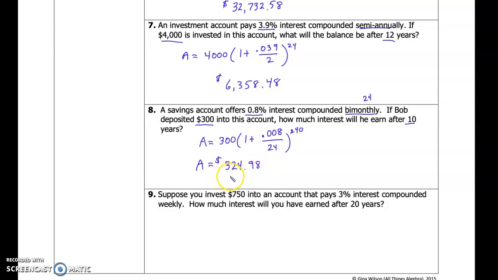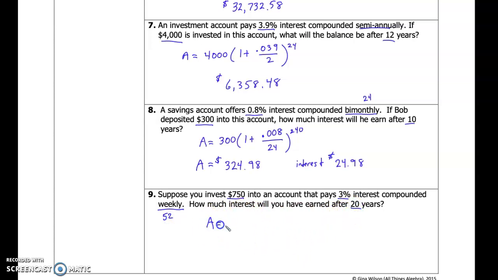Okay, so how much of this is interest? Well, he initially invested $300. So his interest amounted to $24.98. All right, and then lastly, suppose you invest $750 in an account that's going to pay 3% interest compounded weekly. Okay, 52 weeks in a year. How much interest will you have earned after 20 years?